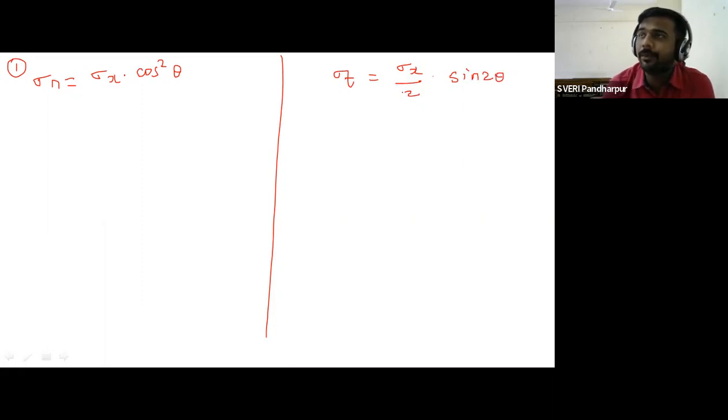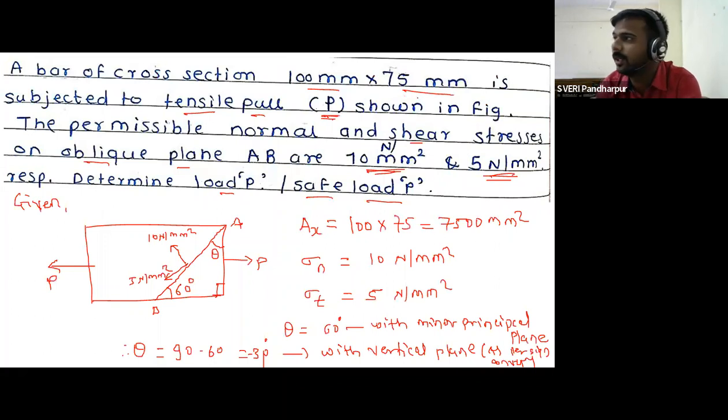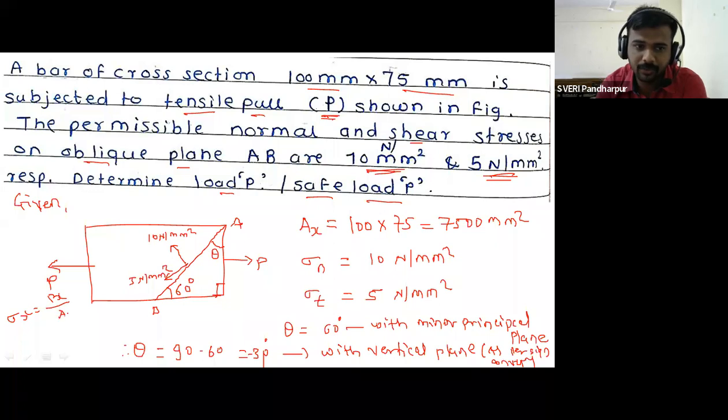Now if you see, we have to calculate the safe load, that is P or Px. But for the calculation of Px, first of all we have to calculate the sigma x. Getting? Because we are having the formula. What is the formula? Sigma x is equal to Px upon Ax. Therefore Px is equal to sigma x into Ax.